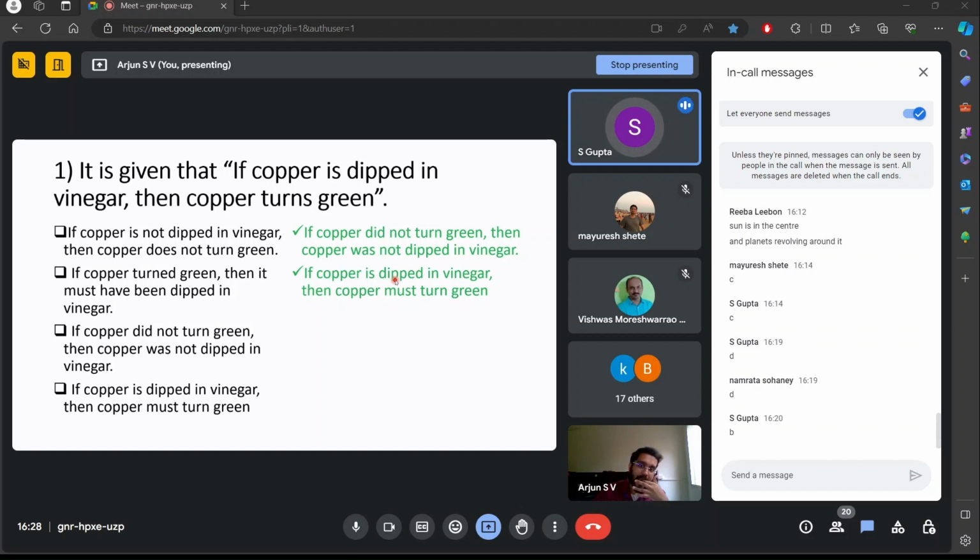If copper is not dipped in vinegar, then copper does not turn green. Is it incorrect, sir? Yes. This statement is saying that copper is not dipped in vinegar, not A, then copper does not turn green, not B. Connected with the first statement: A happens, B happens; A does not happen, then B does not happen. That actually is a very wrong conclusion because B can happen even without A sometimes.